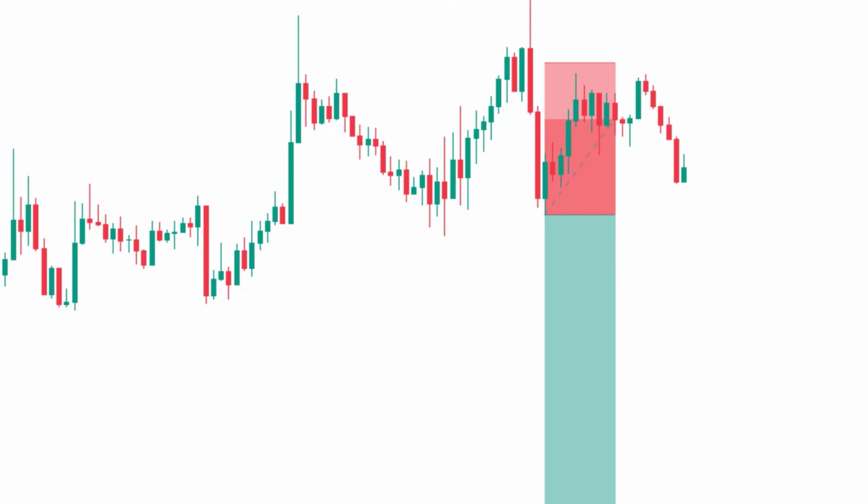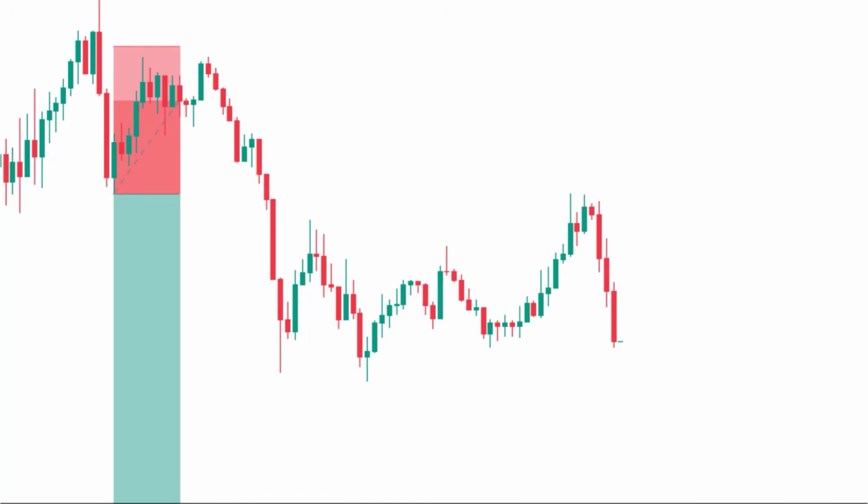So in a situation like this, even though the overall market bias is in the opposite direction, because price has reached the optimal trade entry zone and is showing a clear reaction, this becomes a valid trade opportunity. And as you can see, price later reaches the target exactly as expected.